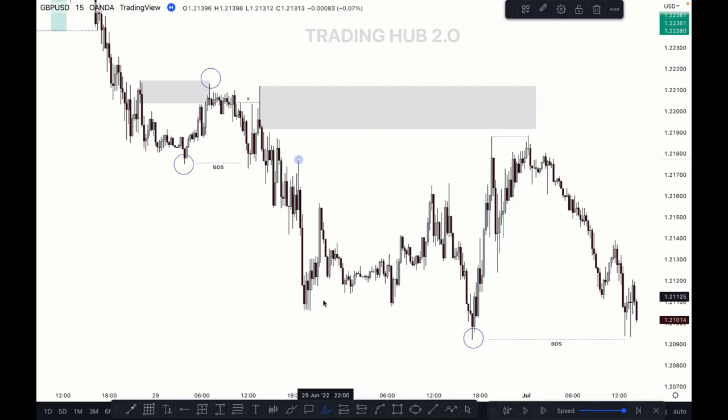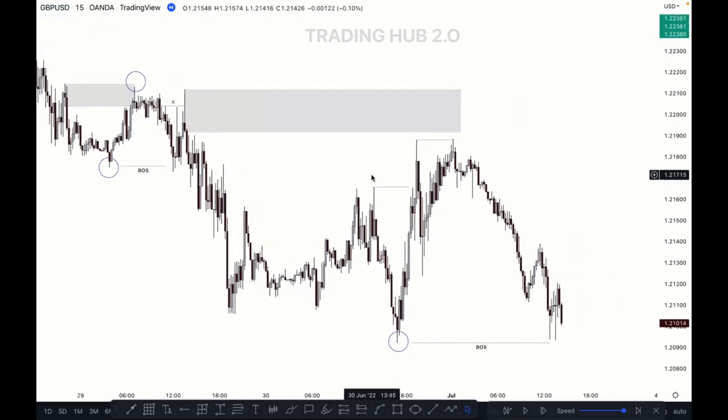This is our inducement. Now market has taken out this low, which is here. So our inducement shifts from here to here, correct? So this becomes our new inducement. Price must take out the inducement before the sell. Without inducement, price can't go higher or lower, correct? So the same thing applies here.